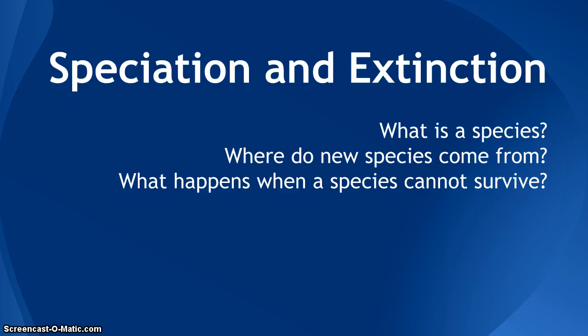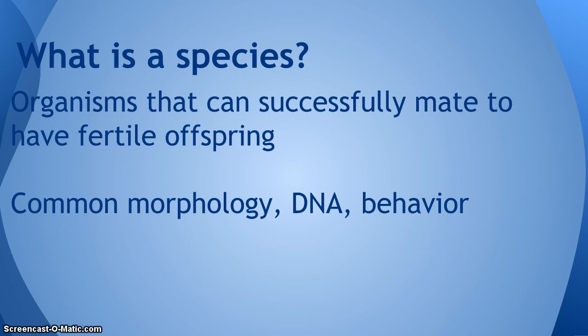So today we're going to be talking about speciation and extinction. The three questions we're going to try to ask are: what is a species, where do new species come from, and lastly, what happens when a species cannot survive. So first off, the first definition we want to look at is, what is a species?